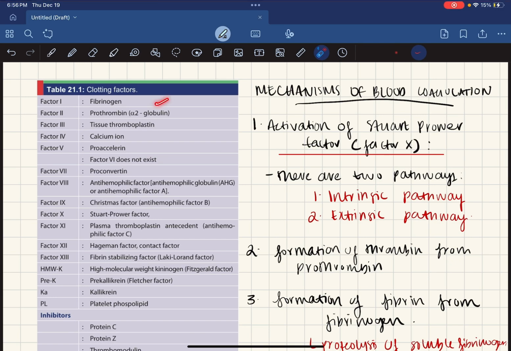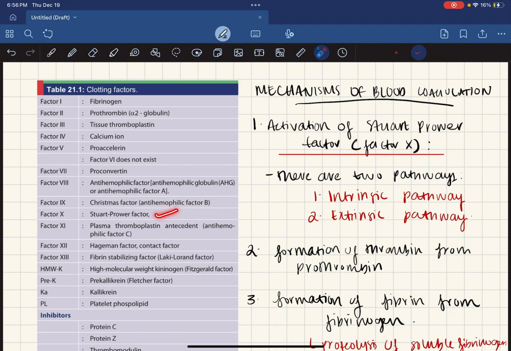So the first factor is known as fibrinogen, then prothrombin, tissue thromboplastin, calcium ion, factor 5 is proaccelerin, factor 6 does not exist, and then factor 7 is proconvertin, factor 8 is anti-hemophilic factor A, which is actually needed because if it is not there, we have a congenital condition known as hemophilia A. So then factor 9 is Christmas factor, anti-hemophilic factor B, in whose absence we get hemophilia B.